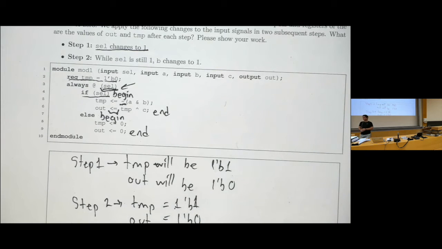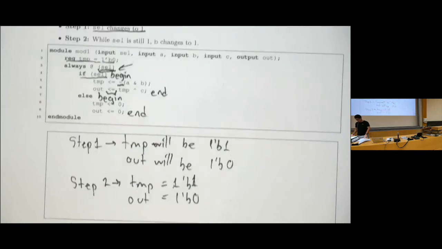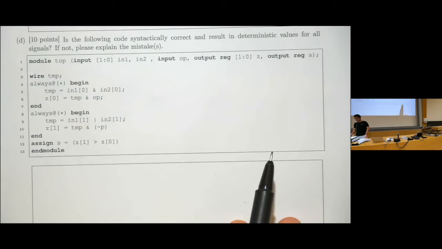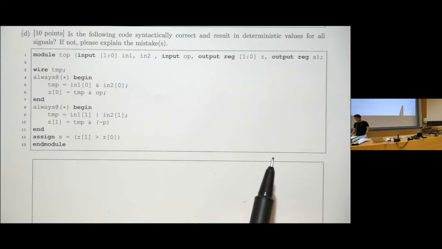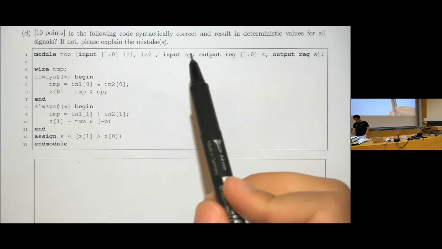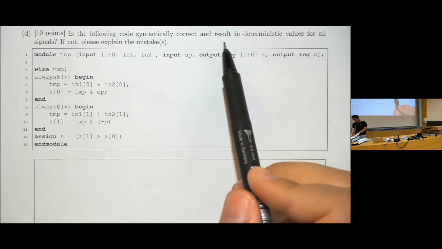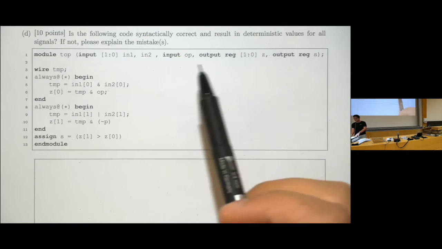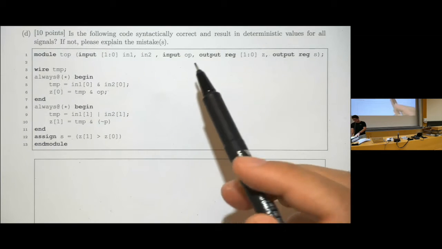Do you have any questions about this one? Okay, then it's the final question for this problem. There's another code, and it's asking if the code is syntactically correct and will result in deterministic values for all signals. And if not, please explain.